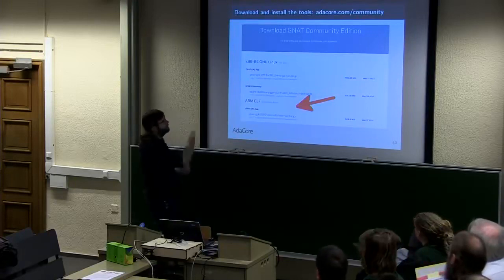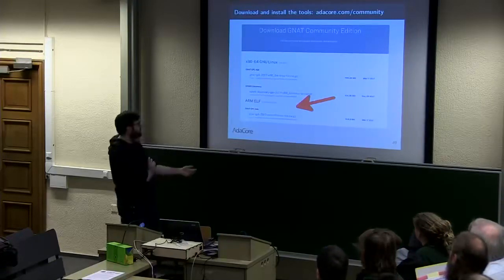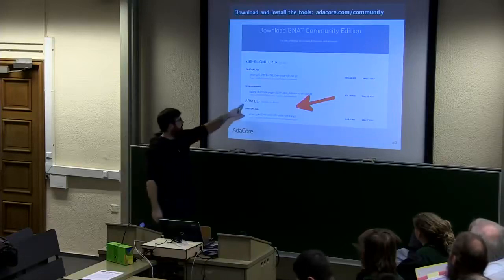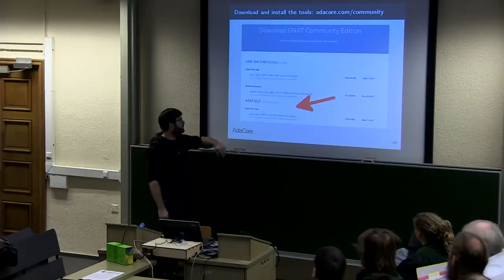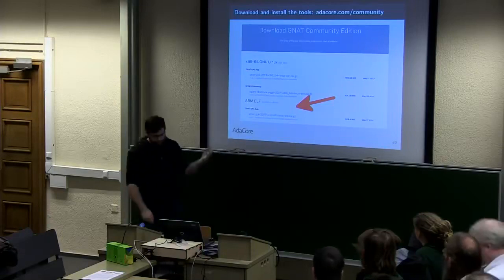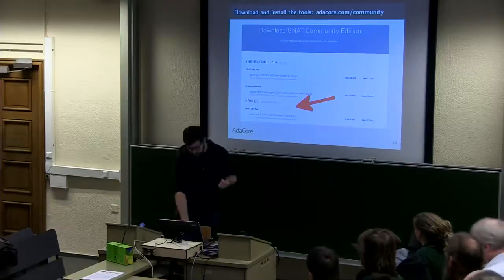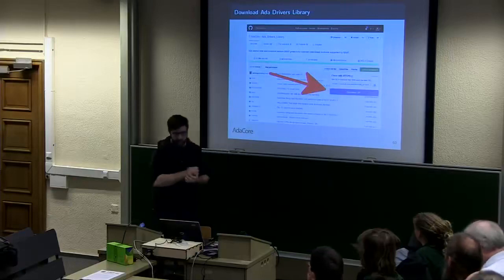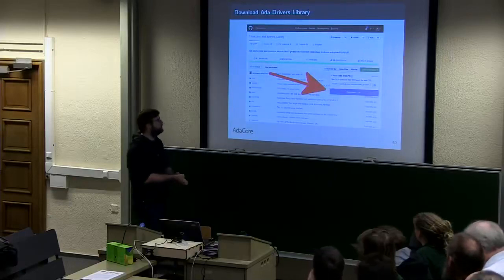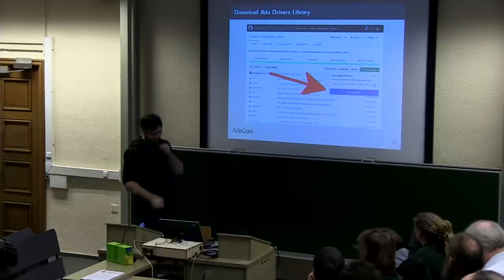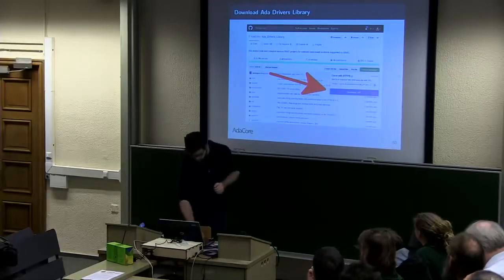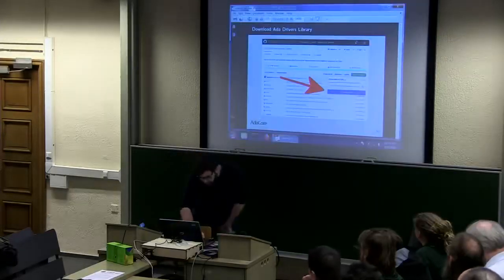You can go to adacore.com/community. You will see the community release of our toolchain. We want the ARM ELF version of the toolchain that you can download here. Download it, install the tools. Then you can download the ADA drivers library code. Either you clone the project or you download the zip. And there we go for the demonstration.